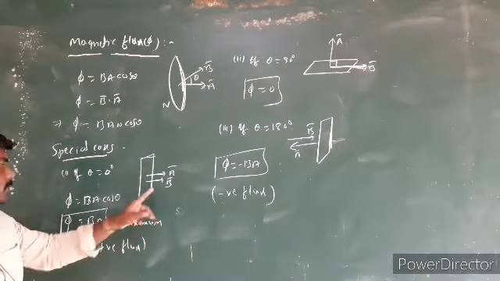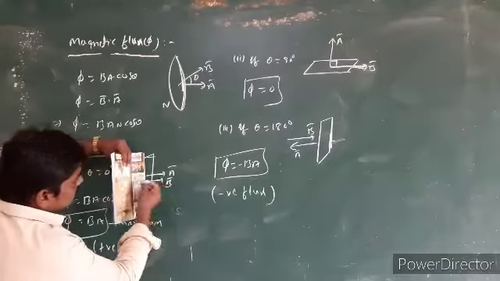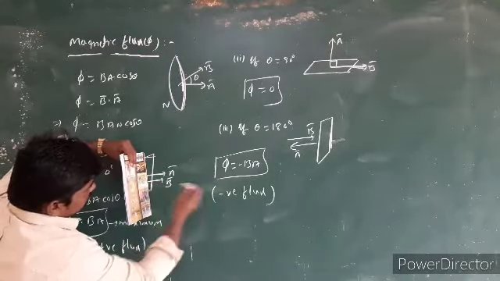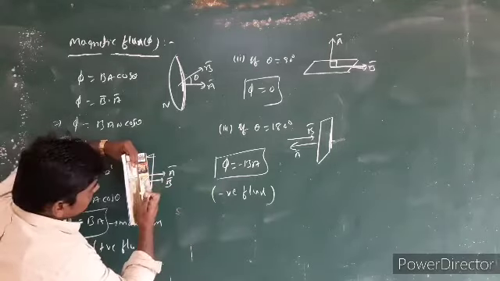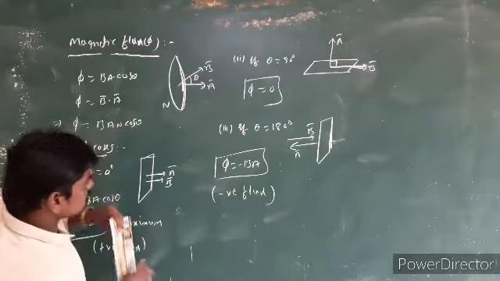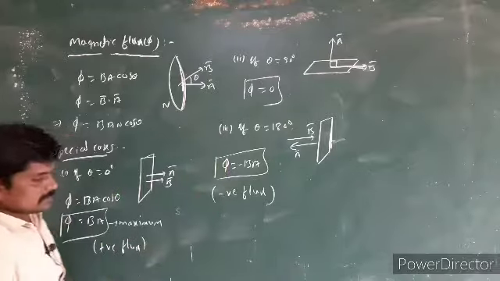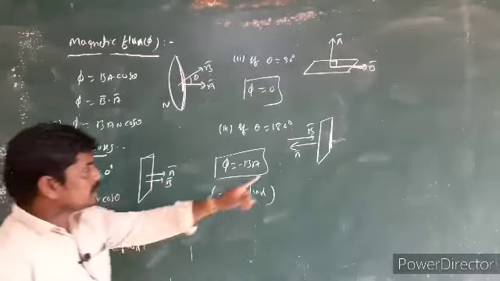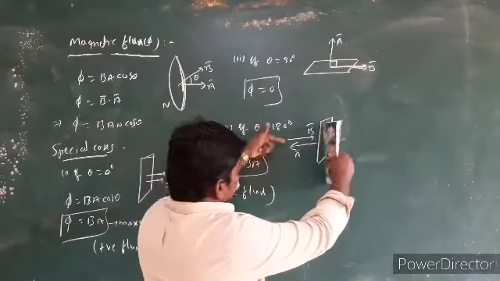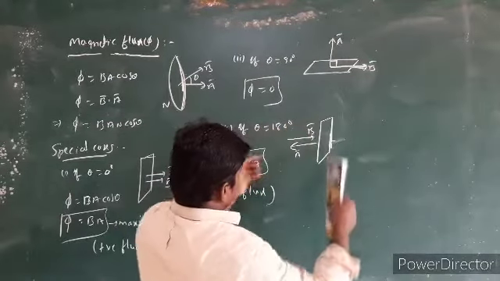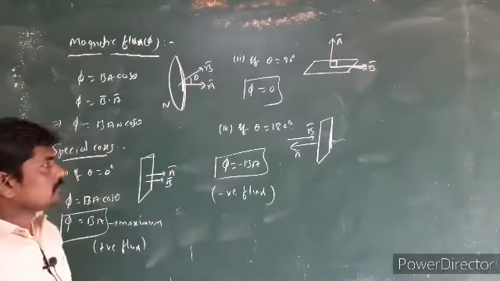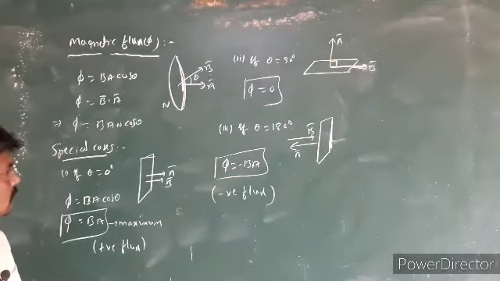If you see this diagram, the magnetic field lines are moving away from the plane of the coil, moving outwards. The magnetic field lines moving outwards means the flux is leaving the surface. The magnetic flux leaving the surface is positive. Here, the magnetic flux is entering the surface. The magnetic flux entering the surface is negative. This is about magnetic flux.